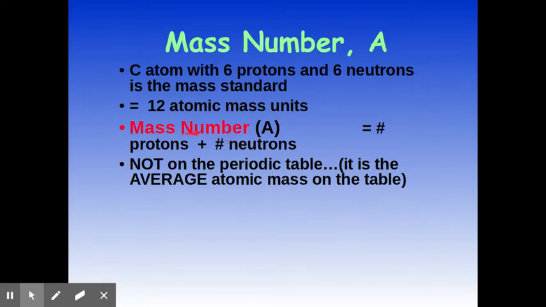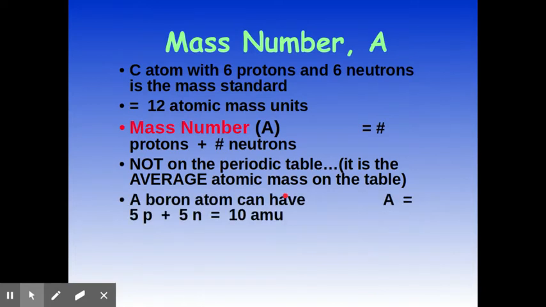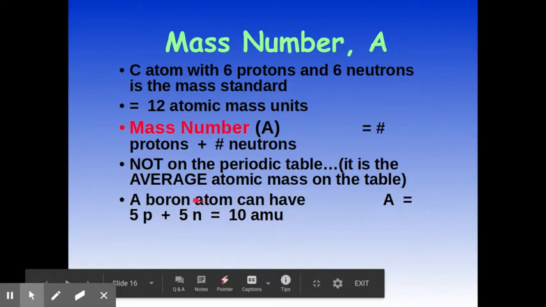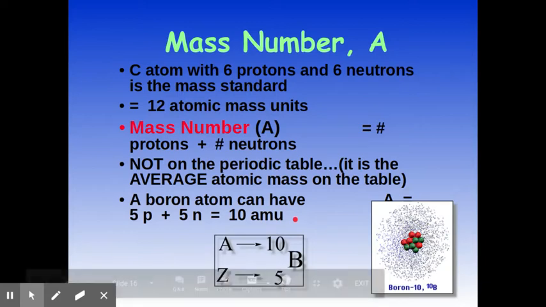The mass number of any atom is equal to the number of protons plus the number of neutrons. This is not the same as what you see on the periodic table, because the periodic table shows an average atomic mass. For example, there are different types of boron, but one type of boron has 5 protons and 5 neutrons. So that boron has a mass of 10 atomic mass units. We might call it boron-10, and we'd write it like this.